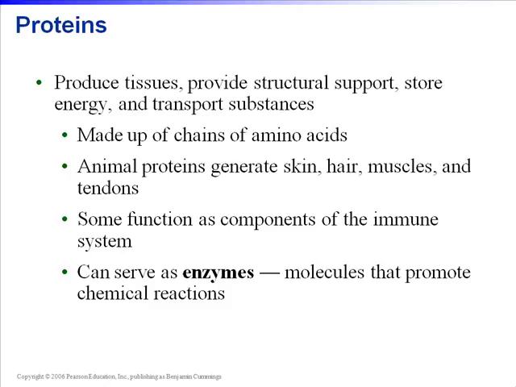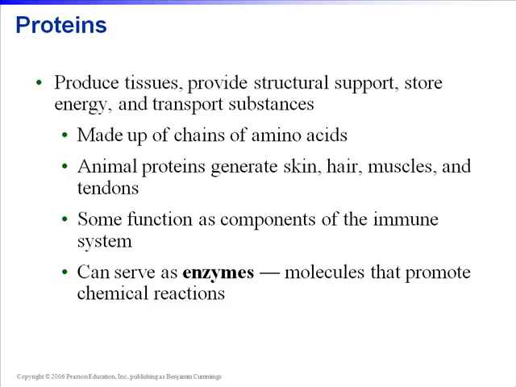Animal proteins generate or make skin, hair, muscles, and tendons. Some function as in the immune system. So again, this would be the role of defense against invaders. So in your immune system, there are proteins that will attack invading organisms that are trying to make you sick or just trying to get a foothold in your body.